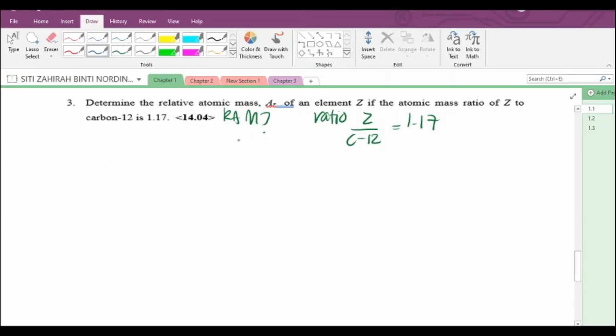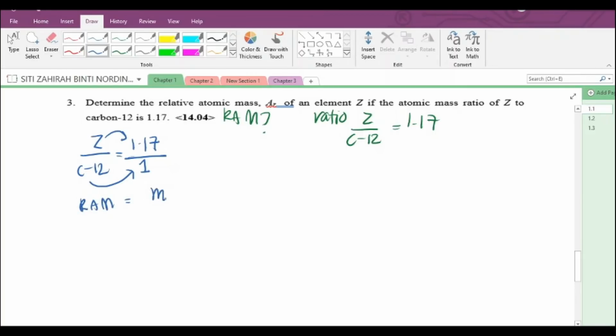So for this question, the mass for carbon-12 is not 12 anymore. Okay, and why is that? It is because the ratio of Z over carbon-12 equals 1.17, so it must be over 1. So the mass of Z is 1.17 and the mass for carbon-12 is 1. So let's figure out the relative atomic mass.